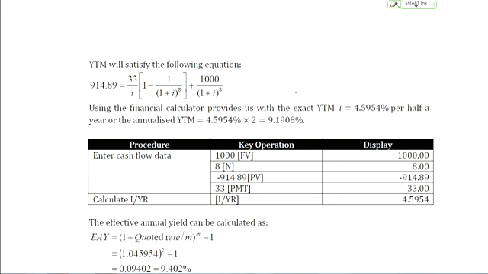So what would be the YTM? You simply times 2. It will show you what would be the annualized YTM. So it is 4.5954% times 2, and you should get the answer of 9.19% as the annualized YTM. Okay? All good? So, one more question.